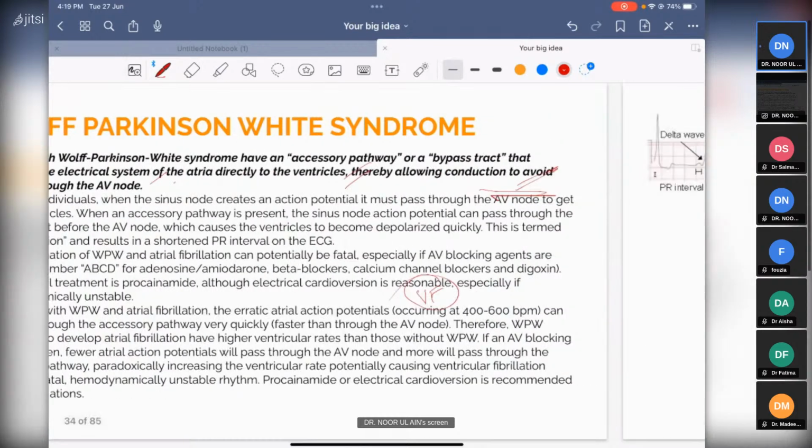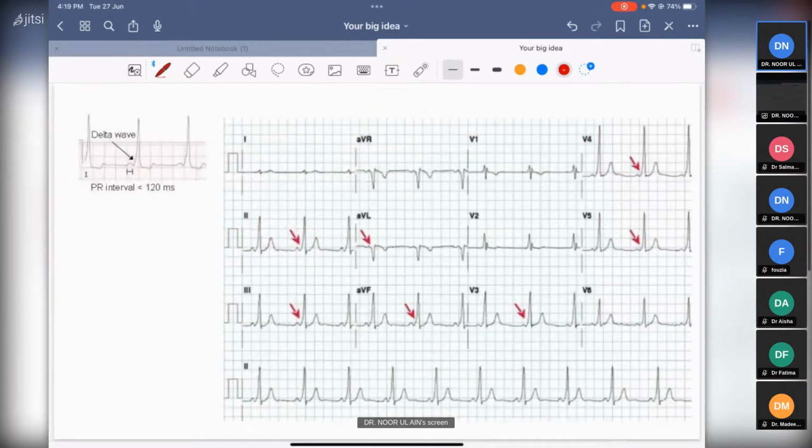Okay, so when you see, I think, Salman, how many questions do we have from ECG? Okay, you want me to repeat? Oh, my voice is not clear because of the AC.